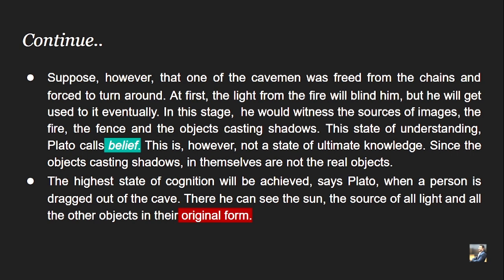So what happens? Plato says that if one of the cavemen breaks his chains and escapes outside the cave, at first, when he sees the real light, he will not be able to see directly, because all his life whatever he saw was darkness. When he sees the real light, his eyes won't be able to adjust, and there are chances that he will go blind.